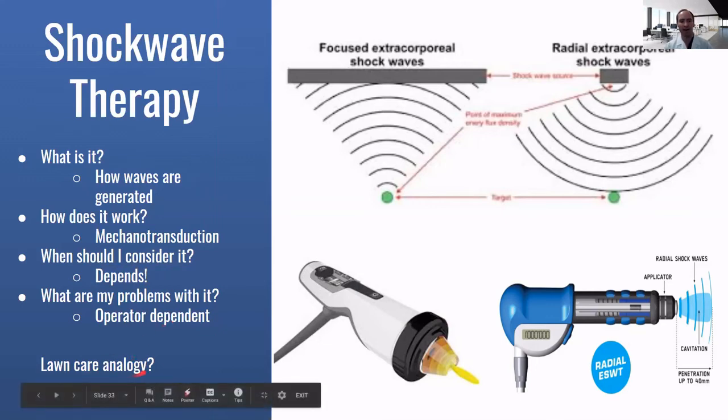The lawn care analogy is basically, when you talk about regenerative medicine, if you have a problem in your lawn, the shock wave is kind of like core aeration, where you core aerate the area and then you throw seeds on it. It uses your lawn itself, doesn't really change anything, but it helps propagate the healing.